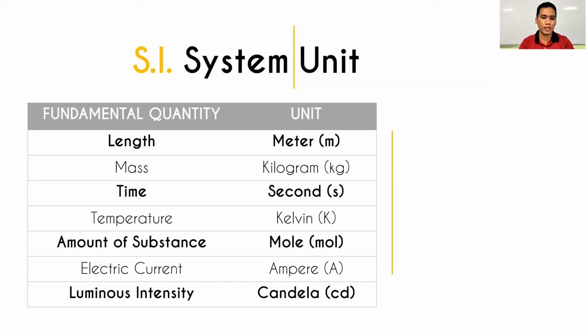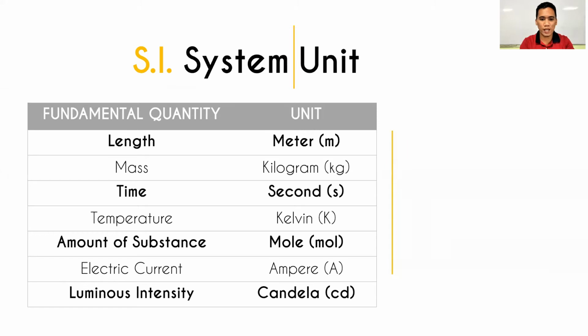For example, length, whose standard unit is meter. Mass, whose standard unit is kilogram. Time, the standard unit is second. Temperature, the standard unit is Kelvin. The amount of substance has the standard unit of mole, then the electric current, ampere, and the luminous intensity, whose standard unit is candela. Those are the fundamental quantities or the fundamental units.